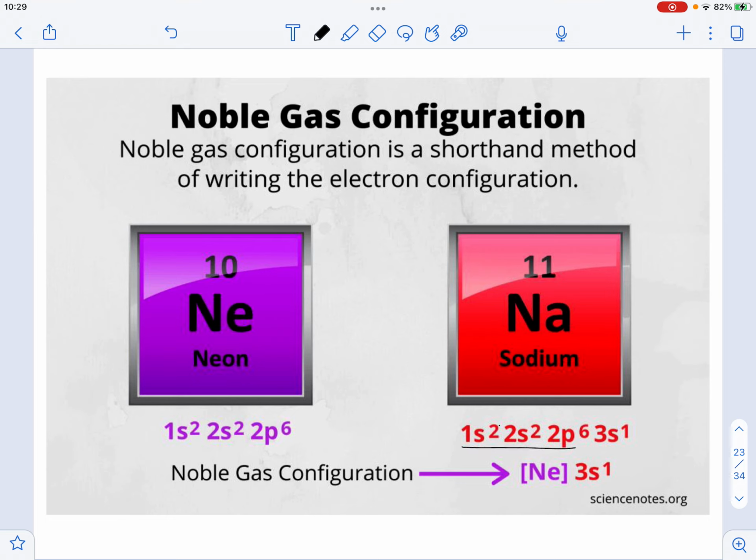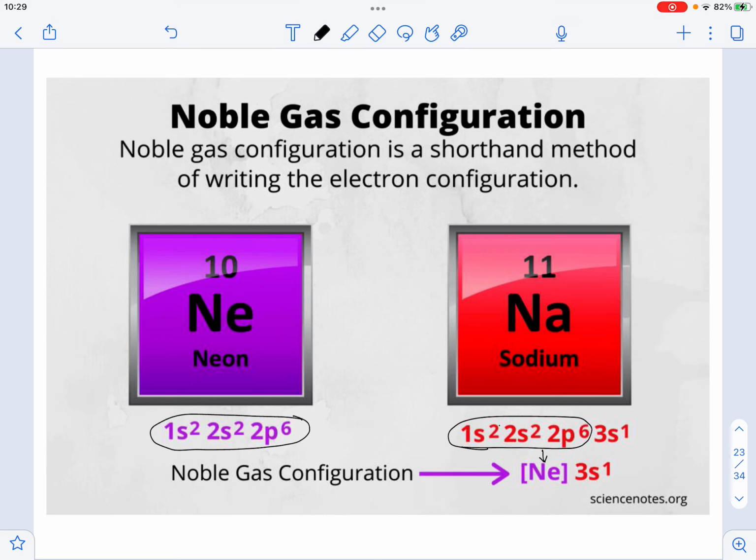Because all of this looks like neon, when we're writing the noble gas configuration, that 1s2, 2s2, 2p6 can be replaced by putting neon in brackets, representing, hey, this portion of sodium is looking like a noble gas. It's not that sodium turned into neon. It's just that those electrons look like the position where neon has them.